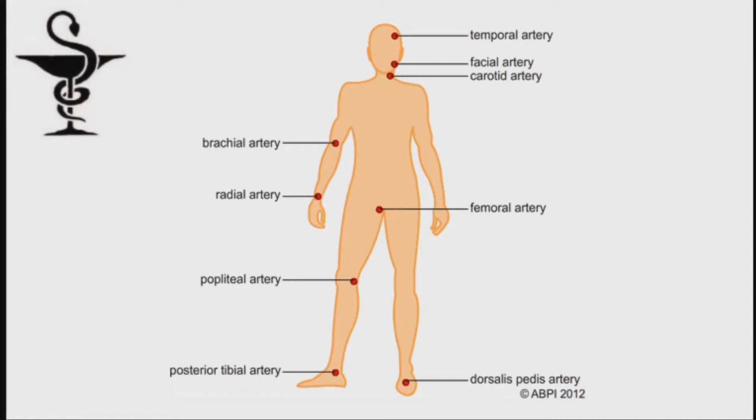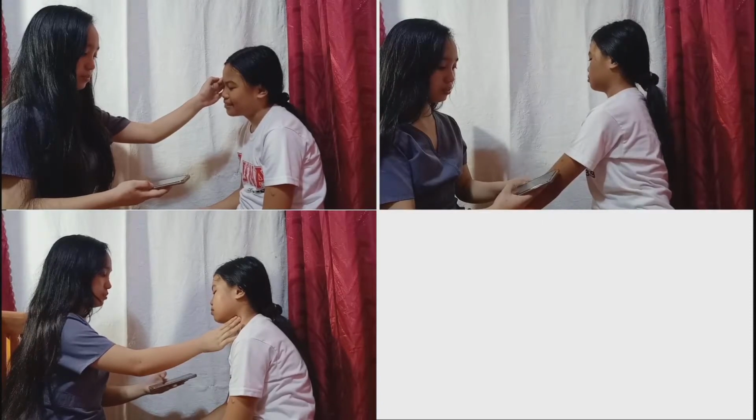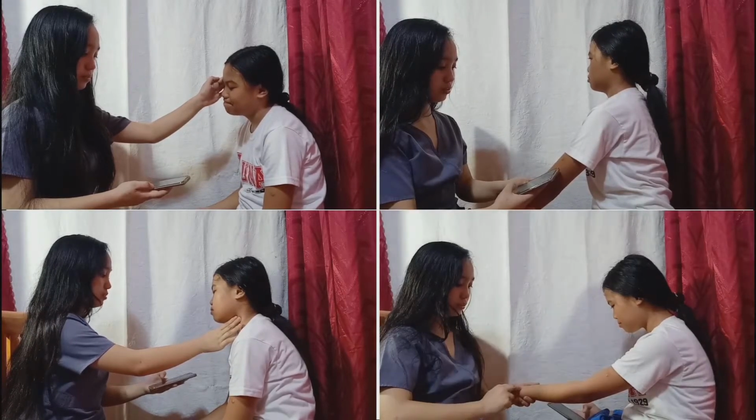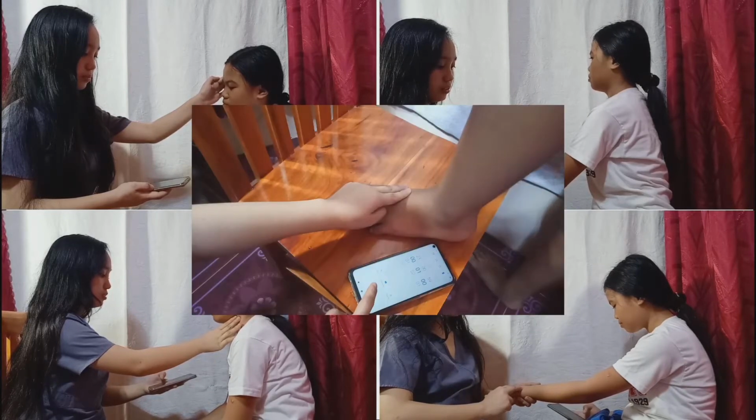But in this return demo, I used 5 sites, and they are the superficial temporal artery located at the temples near the eyes, the common carotid artery in the neck, the brachial artery of the elbow, the radial artery located at the wrist, and the dorsalis pedis artery of the foot.